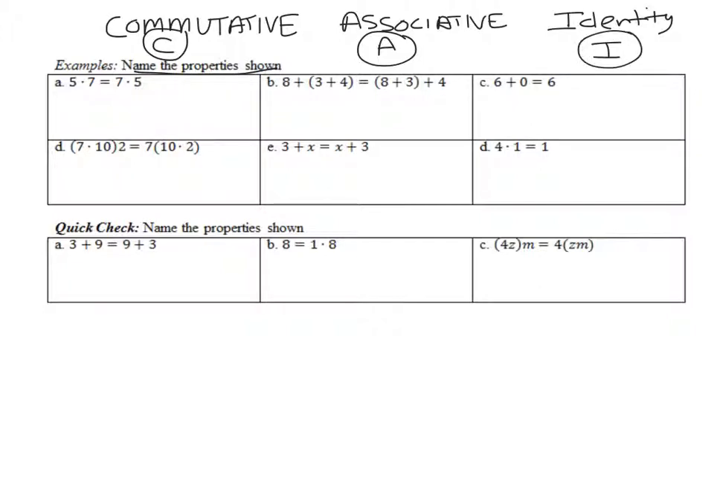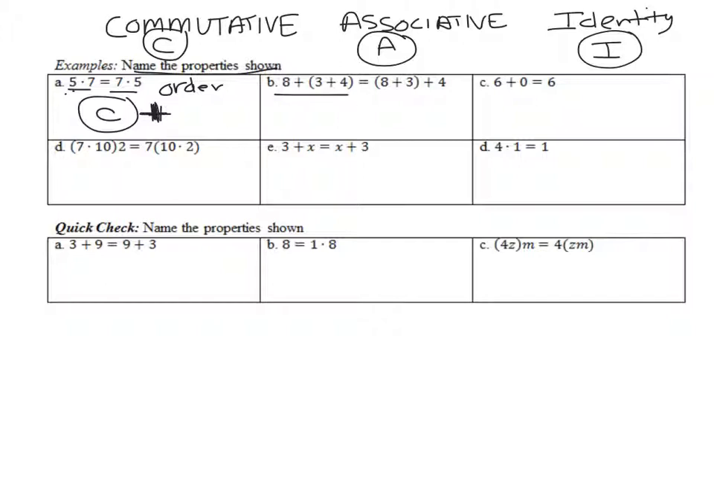So the first one, what is different between the left and the right-hand side? Well, it looks like I'm changing the order, so it's the commutative property. Commutative property of addition. I'll write it in symbols like this.